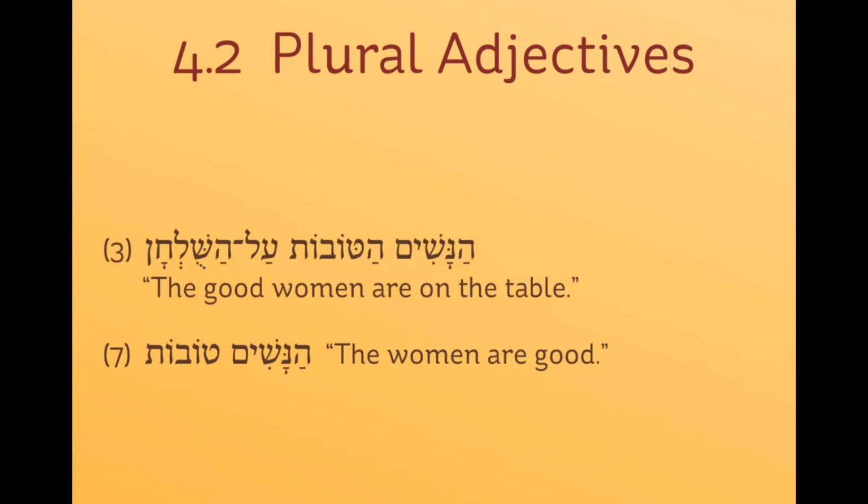If you wanted to say the good women are on the table, ha nashim ha tovot, al hashulchan. A feminine plural noun, even though it ends in im, so you get the feminine plural adjective, which will always end in ot. Or if you want to just say the women are good, hanashim tovot.